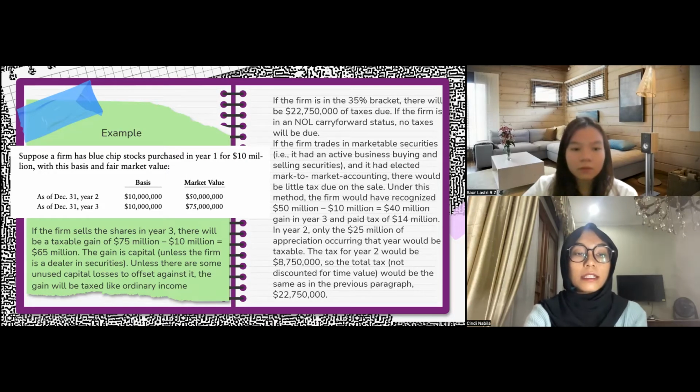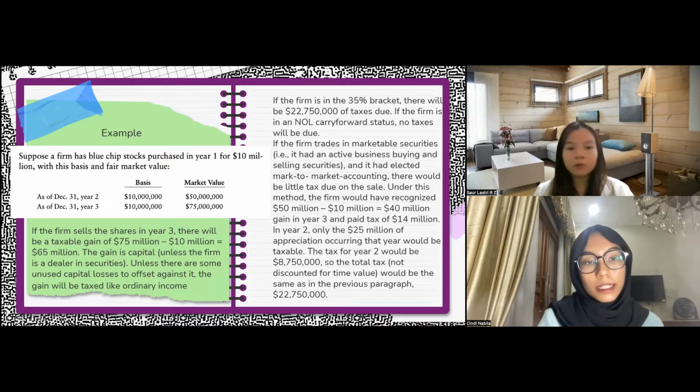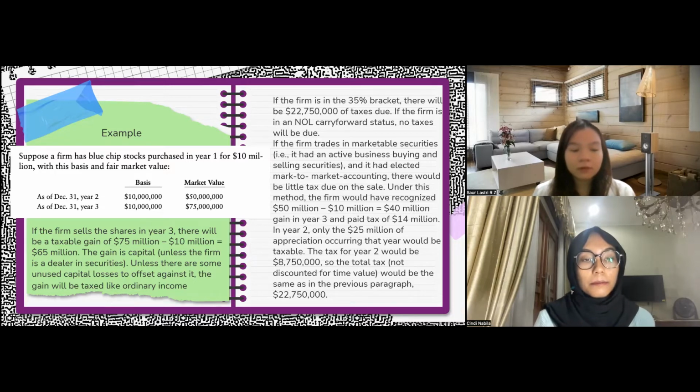As of December 31 in the second year, the basis price of the stock is $10 million. Meanwhile, the market value of the stocks is $50 million. But as of December 31 in year three, the basis is still the same $10 million. The market value reached $75 million.